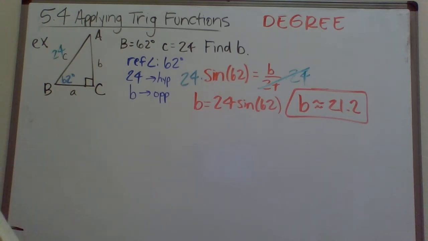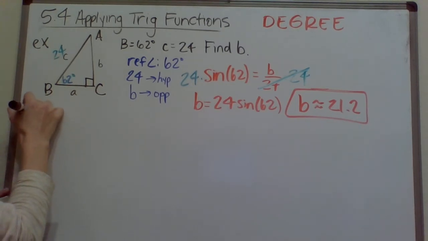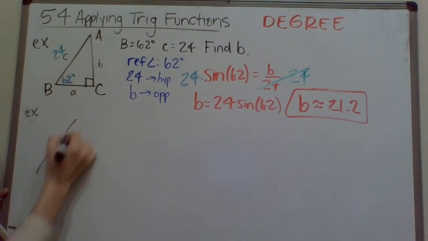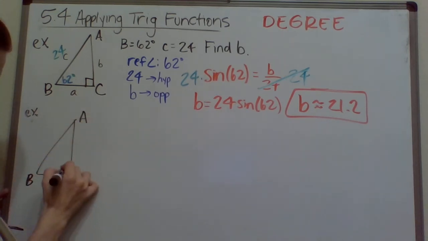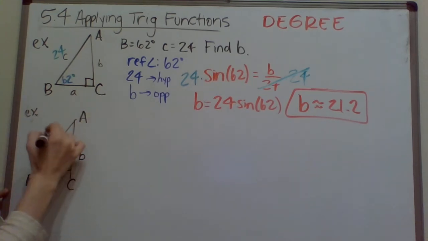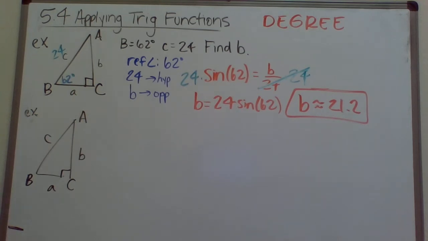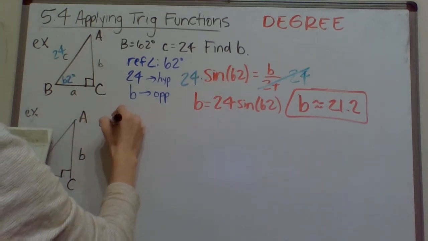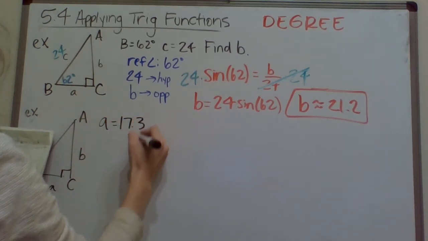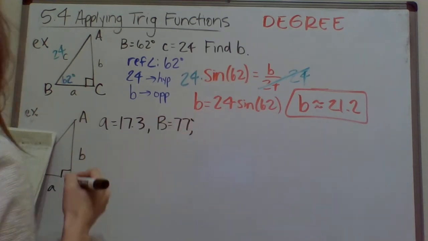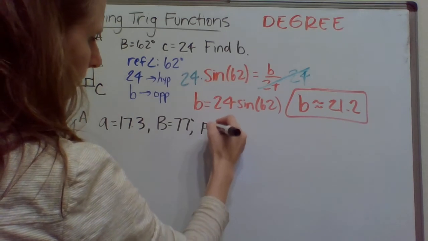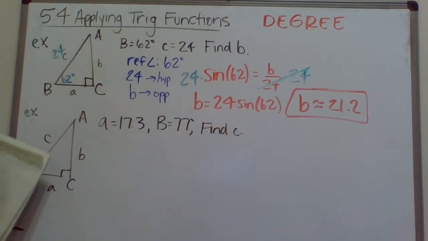So there's one example. Another example will be something similar. We're going to use the same triangle setup, ABC, except I'm going to give you some different information. So if I tell you that a is 17.3 and B is 77 degrees, find side c.